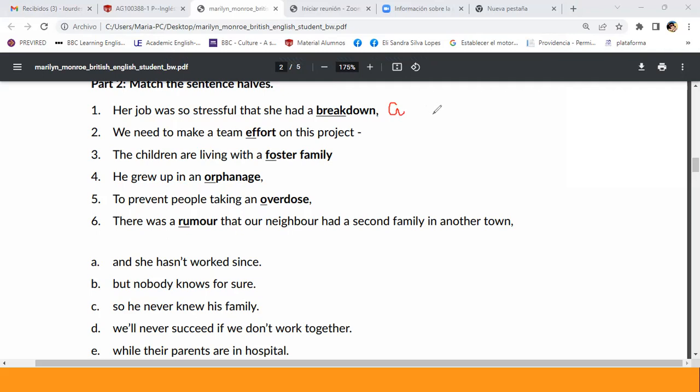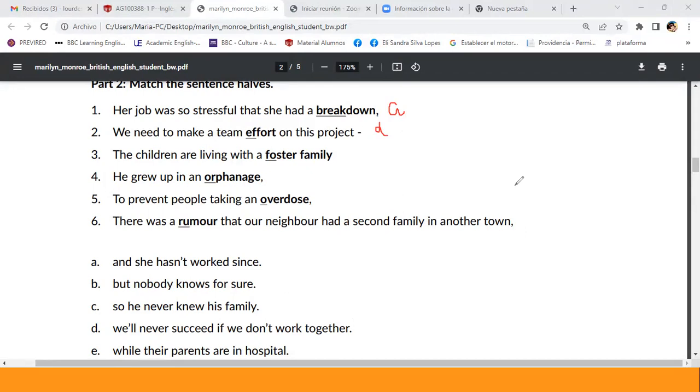We need to make a team effort on this project. We'll never succeed if we don't work together. Right. To make a team effort on this project, we'll never succeed if we don't work together. Right. Number three, Loreto.